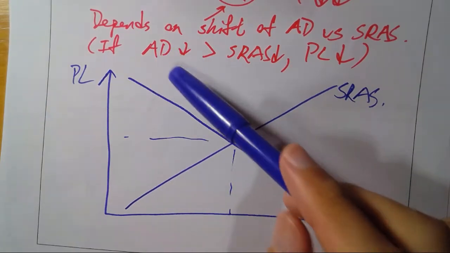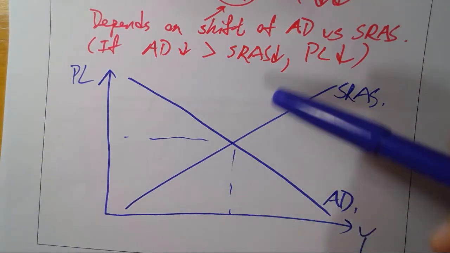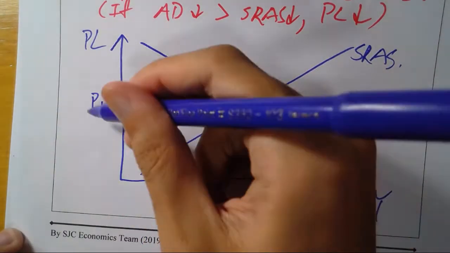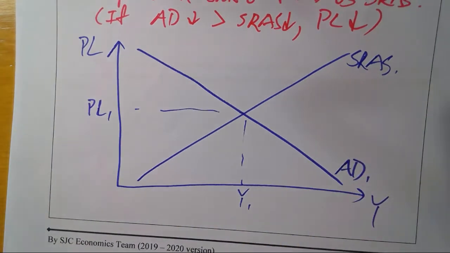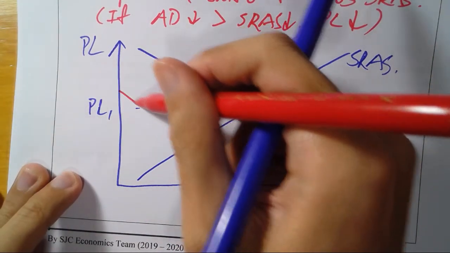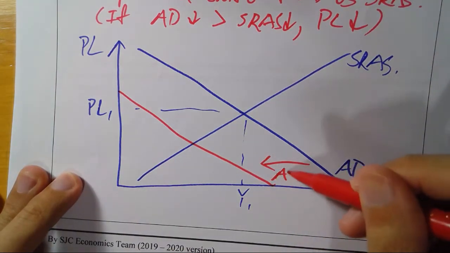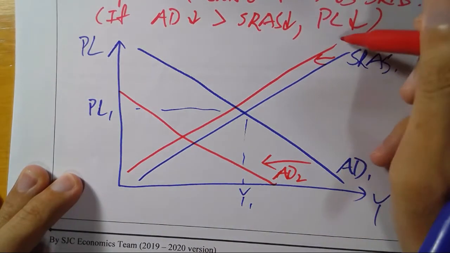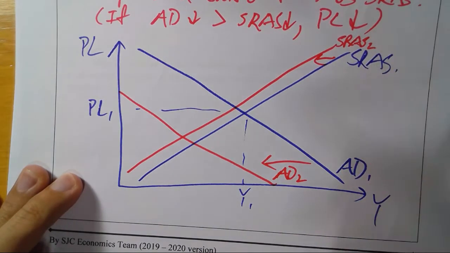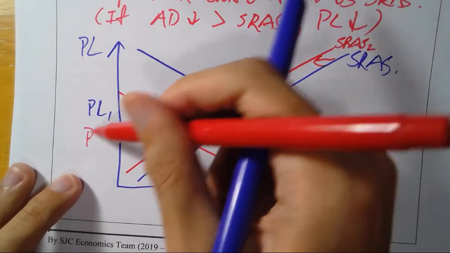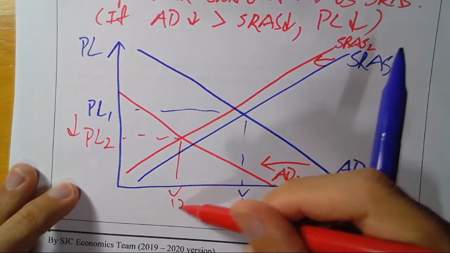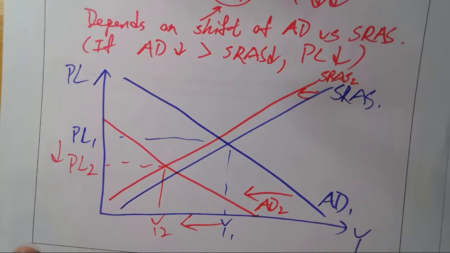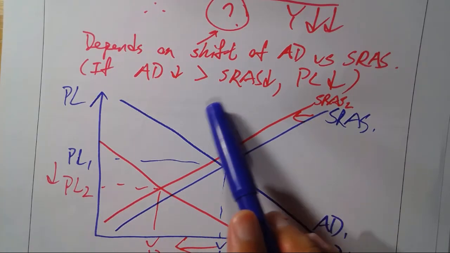Let's say the decrease in AD is more than the decrease in SRAS. First of all, label them first. This is our price level 1. This is our output 1. Now, AD dropped by this much, AD2, and SRAS drops a little bit, let's say. Then what happens? You see, price level decreases and Y also decreases. This diagram would match with the example we have.